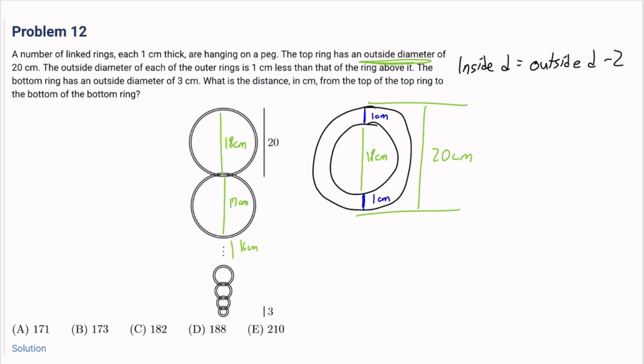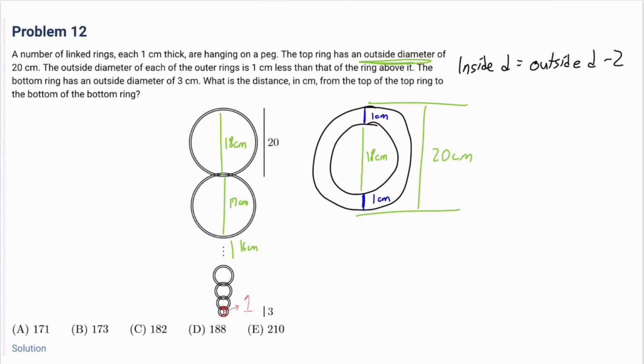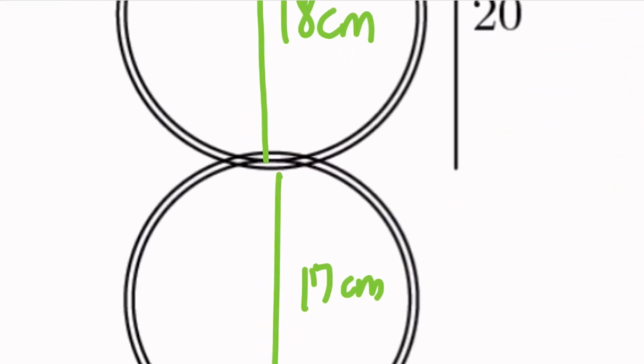right? All the way to the bottom ring, which it says has an outside diameter of 3 centimeters, right? So since the outside diameter is 3, that means the inside diameter is 1, right? And so this inside diameter, the length from here to here, so this much, is going to be 1, right? So this is going to be exactly 1. And so we want the total distance, right? So for the total distance, we can just add up the inner diameters because they are not overlapping, they're just touching, right? So they're just touching right here. This one's the upper one, this one's the lower one.